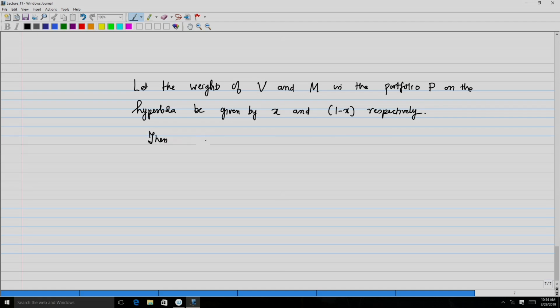Then what is going to be sigma p, or the risk of this portfolio? This is simply going to be x square sigma v square plus 1 minus x square sigma m square plus twice x into 1 minus x covariance of k v and k m, which are the return of the portfolio V and the return of the portfolio M, raised to half, since this is sigma p.